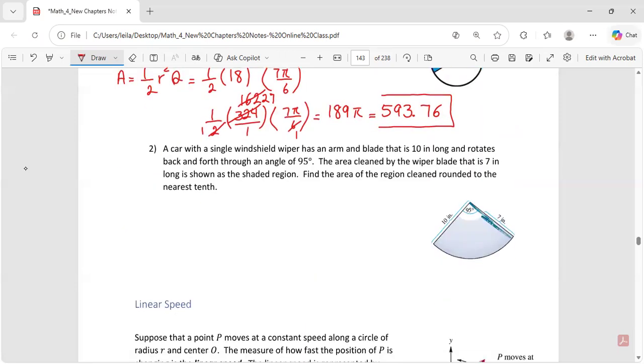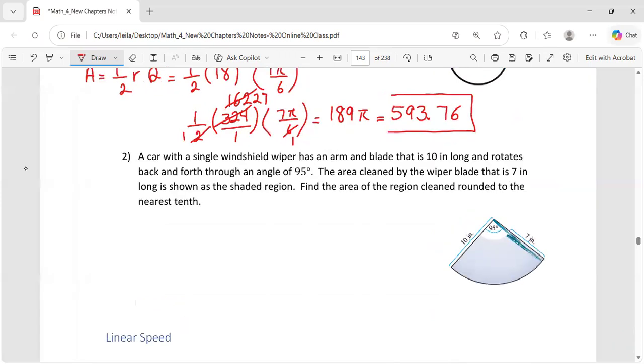Next example. It says a car with a single windshield wiper has an arm and blade that is 10 inches long and rotates back and forth through an angle of 95 degrees. The area cleaned by the wiper blade that is 7 inches long is shown as the shaded region. Find the area of the region cleaned, rounded to the nearest 10. That means we want to find the area of this sector, but only the shaded area, which is this part. We just want to find this area, not the whole.